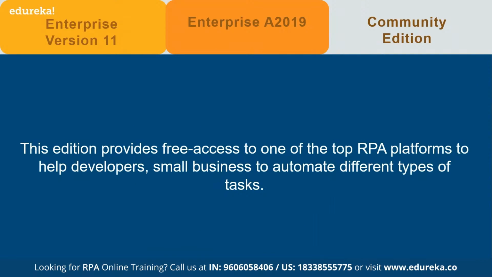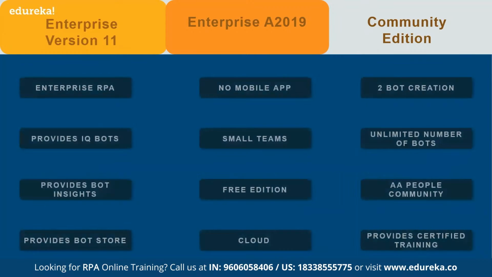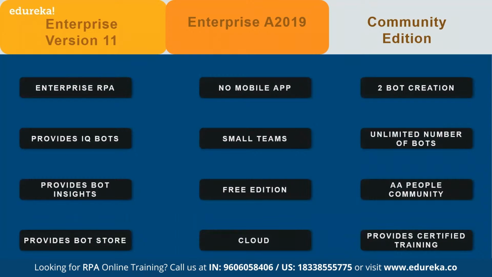Community Edition, as I said, is free to access and it is for development and learning purposes, right? So we can create our automations and test how those automations look and run. Yeah. So for Community Edition, right, you can create unlimited number of bots. Yeah, it is free. It is for small teams. Yeah, there is no mobile app that is supported with Community Edition. Right? You get Bot Store. Yeah, you get IQ Bot and Bot Insights.